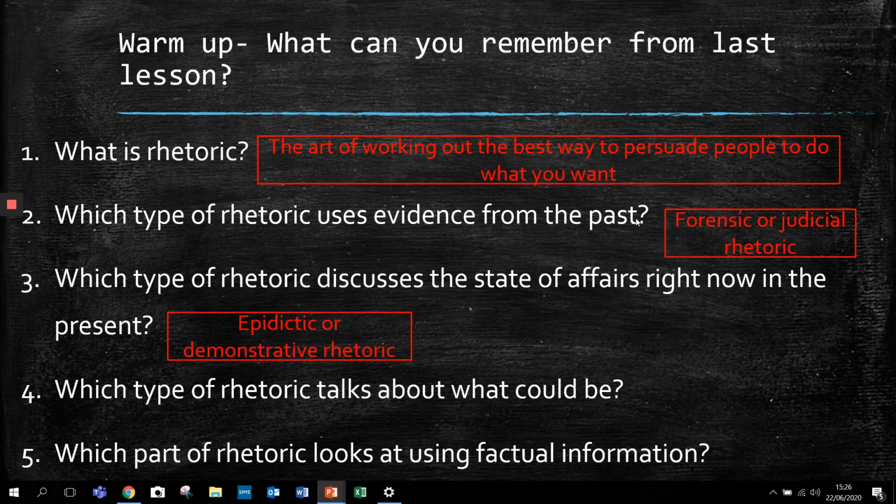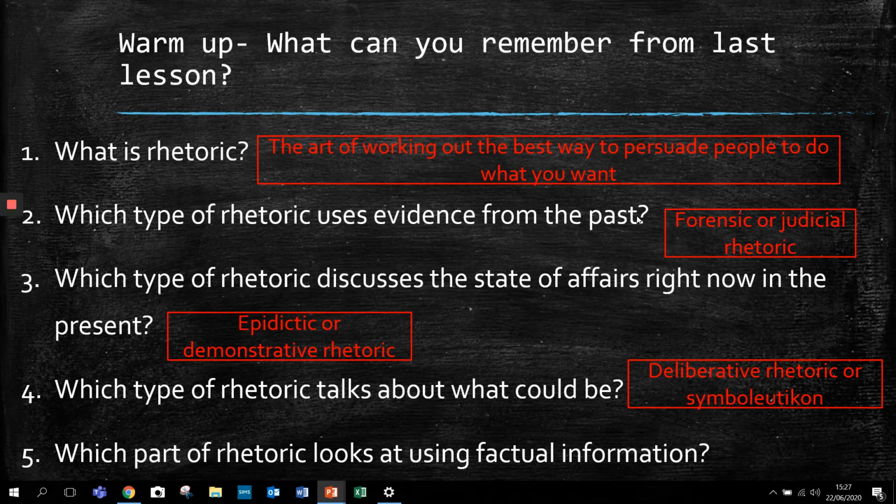The fourth question: what type of rhetoric talks about what could be? And here we go. We get to hear Mrs. Joyce mispronounce things again. Okay, deliberative rhetoric or symboleuticon. We'll get that. Symboleuticon, deliberative. Okay, what could be? Martin Luther King said, "I have a dream." Okay, we're talking about the future. What could possibly happen? If you remember when we looked at Obama last week, he was talking about what could happen if he was brought into office.